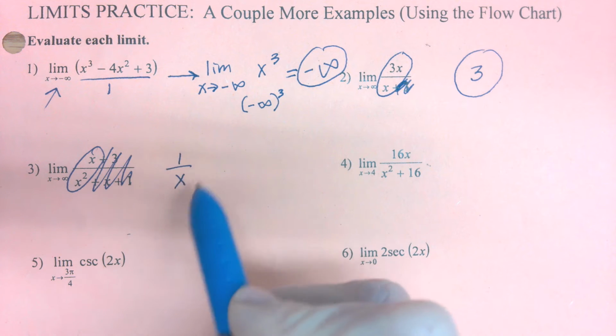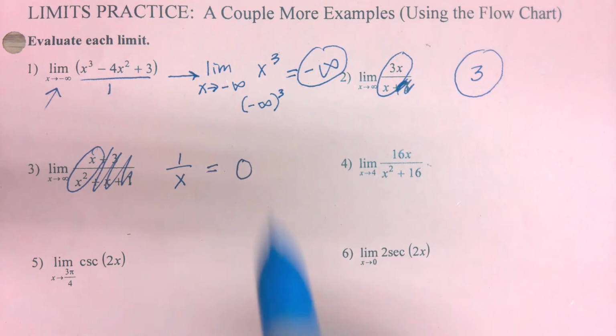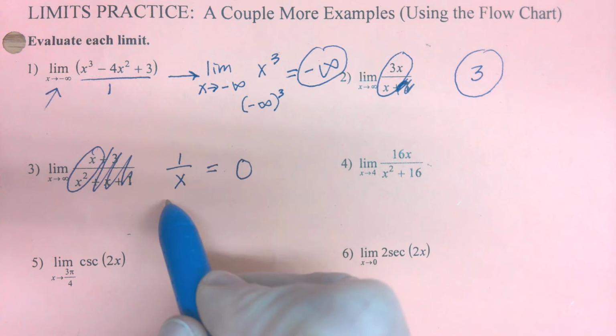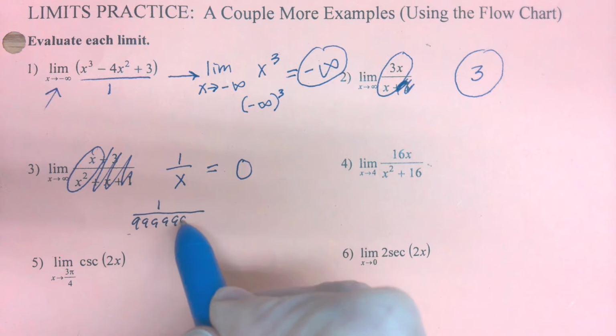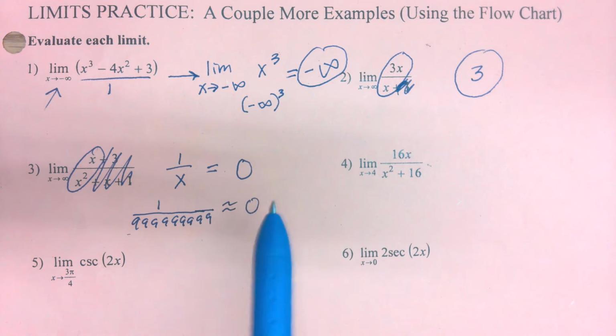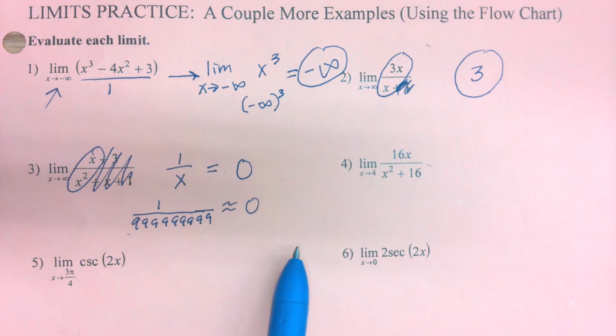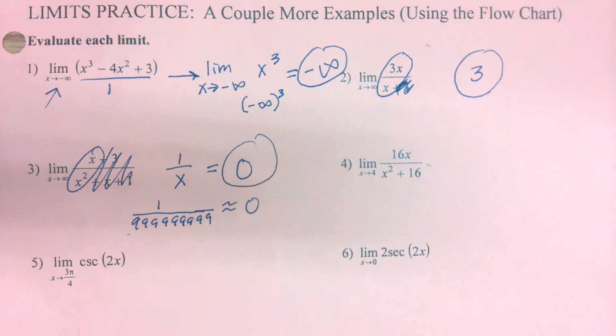This one is bottom heavy. Bottom heavy means 0. If you don't remember that, then just try. Plug in something like 1 over 9,999,999 in your calculator. If it doesn't show up as 0, it'll come out really darn close to 0, because it is, again, bottom heavy. So 0 is my limit. We just went through those first 3 without hardly having to do any math at all.